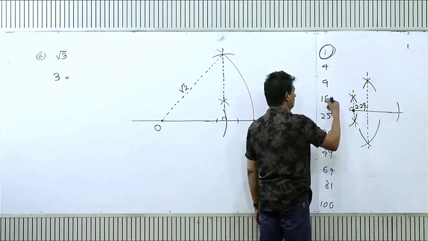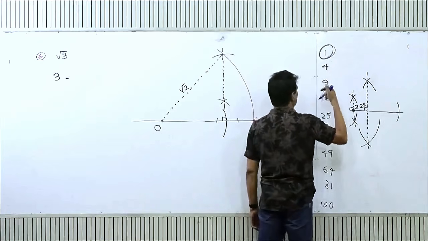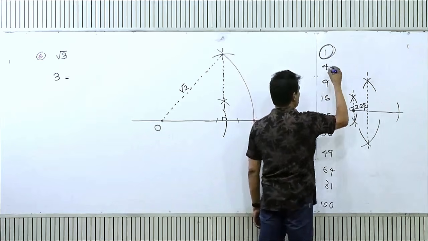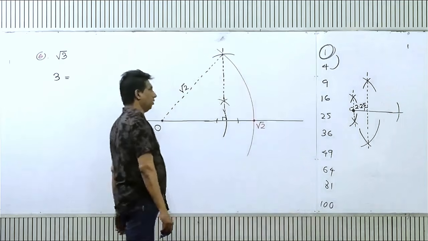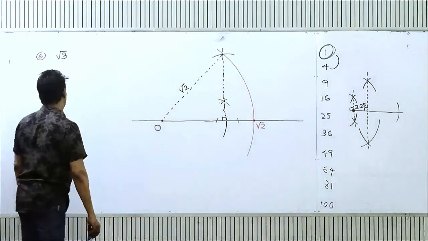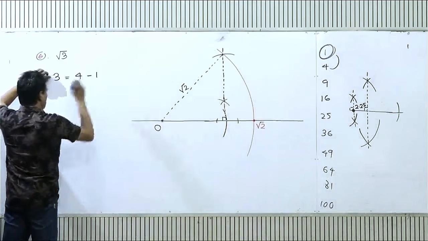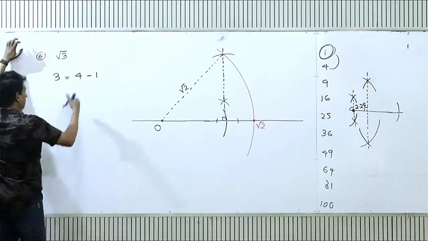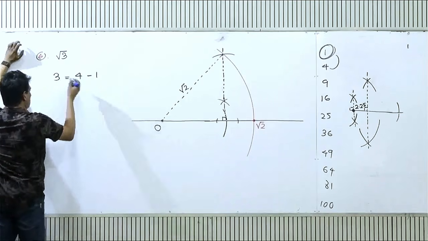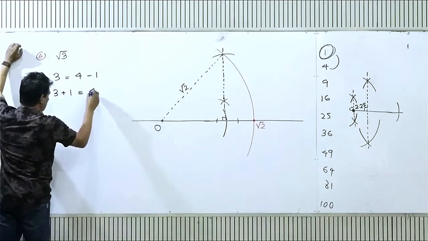What can we do? As an addition we can't make 3 now, but as a subtraction, if we subtract 1 from 4, then we get 3. So we can write 3 as 4 minus 1. Is it clear? Now we have to take this minus 1 to the left-hand side. Then 3 plus 1 is equal to 4, right?